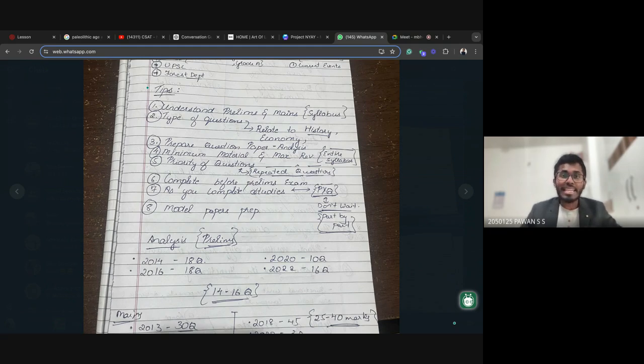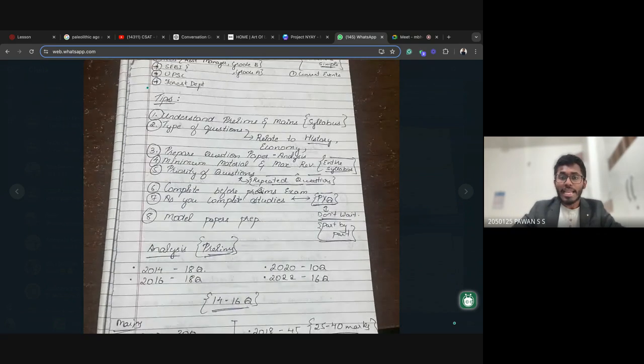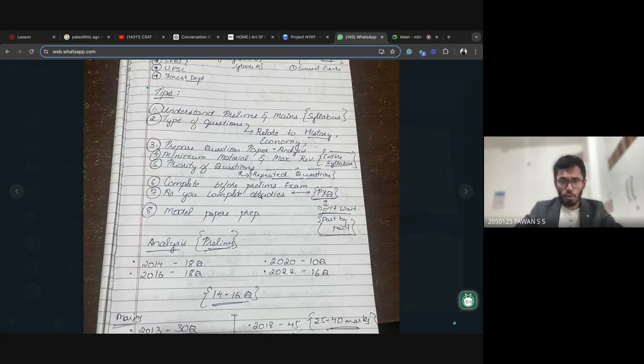Like for example, any kind of repeated questions which you see in the question paper, I'll try to cover it out in my notes itself. But I just want to highlight that the fifth point is about any kind of repeated questions. Please do focus even on that.